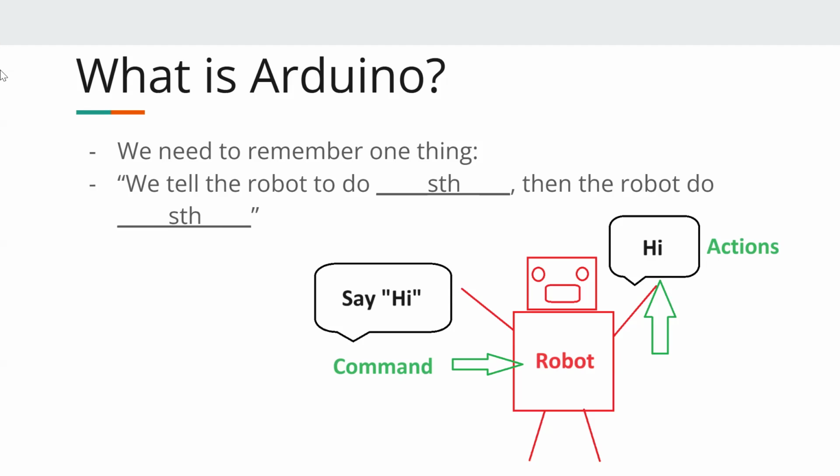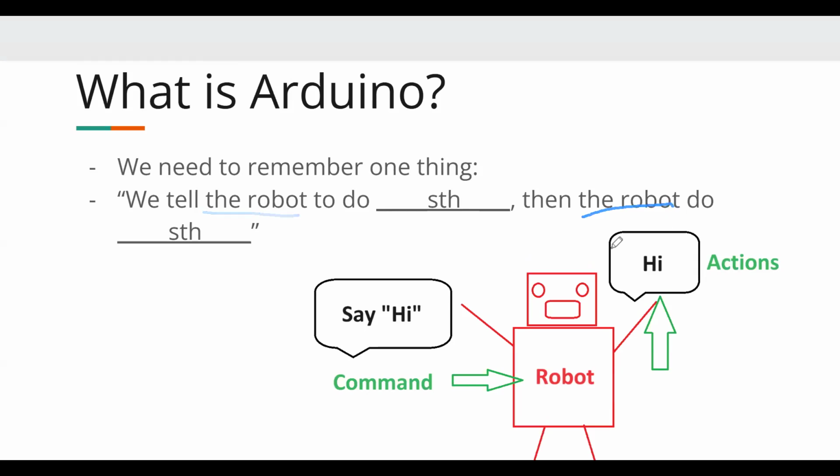We could use Arduino to replace the robot. We tell Arduino to do something, then Arduino does something. We can also say that we provide a command to Arduino, then Arduino does actions.